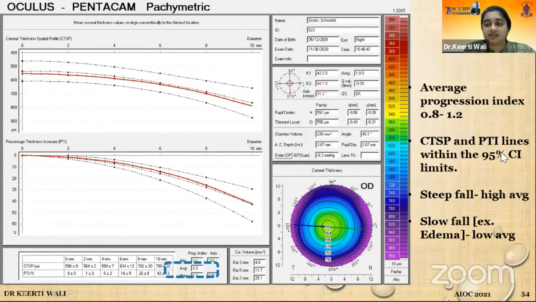It has to be lying within the 95% confidence interval limits in both the graphs, and the average progression index. The normal values are 0.8 to 1.2. Anything less than 0.8 and more than 1.2 is pathological.